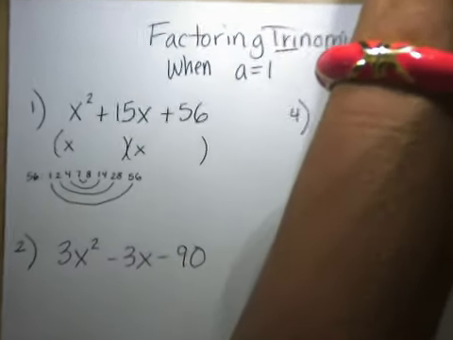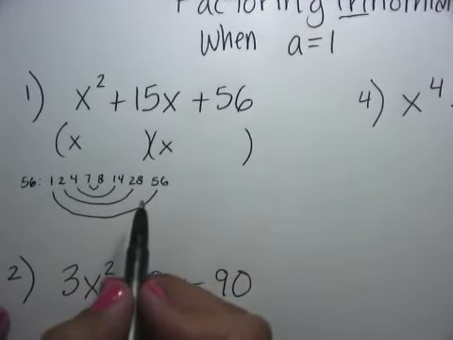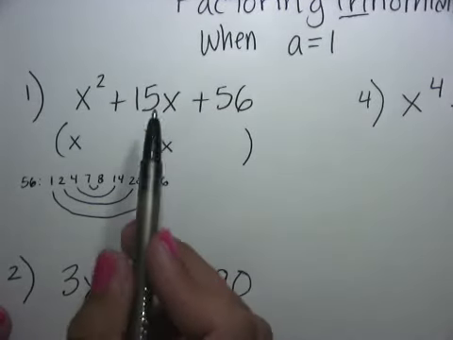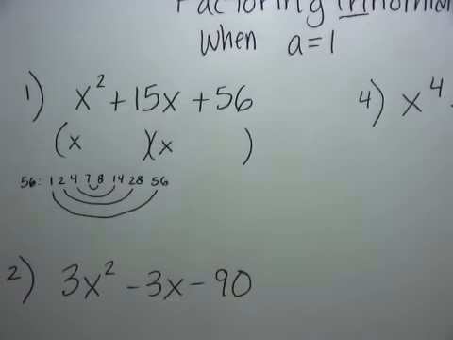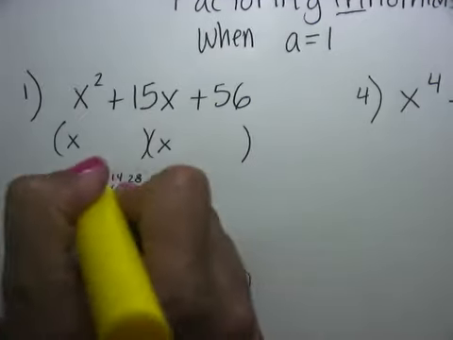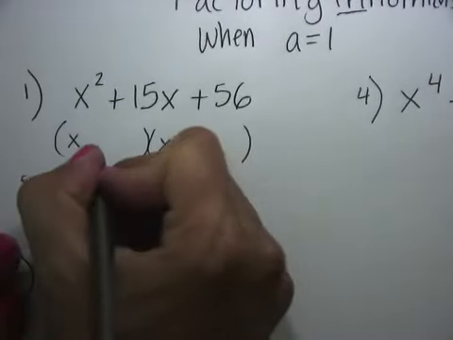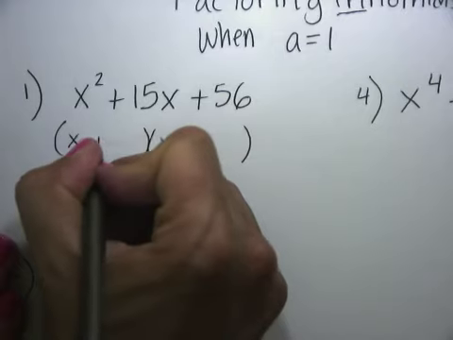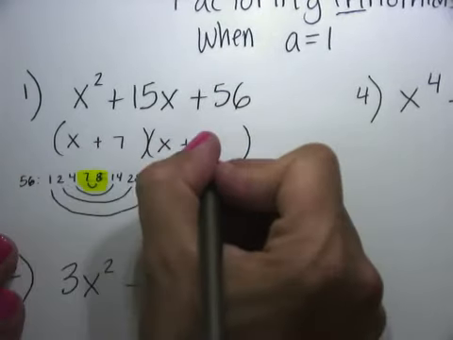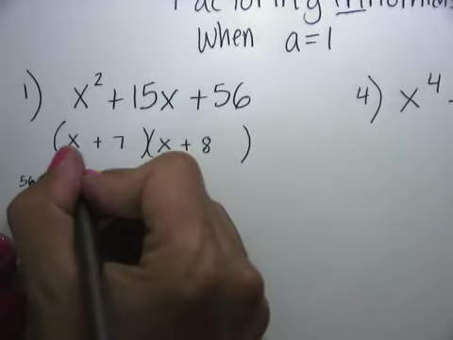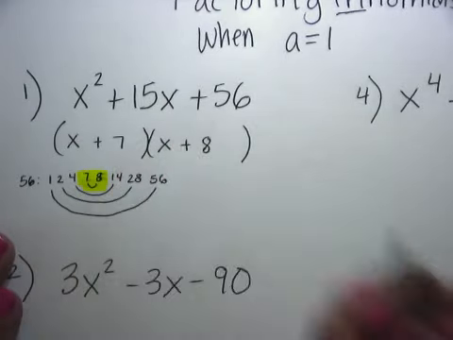Let me go ahead and zoom in here. But when a is equal to 1, you can use the trick of picking what factor pair adds to 15. In this case, we see that the factor pair that adds to 15 is 7 and 8. 7 times 8 is 56, and 7 plus 8 is 15. So in this case, they're positive. Positive 7 plus positive 8 is positive 15. If we multiply it here, we'd see 8x plus 7x would give us our 15x.